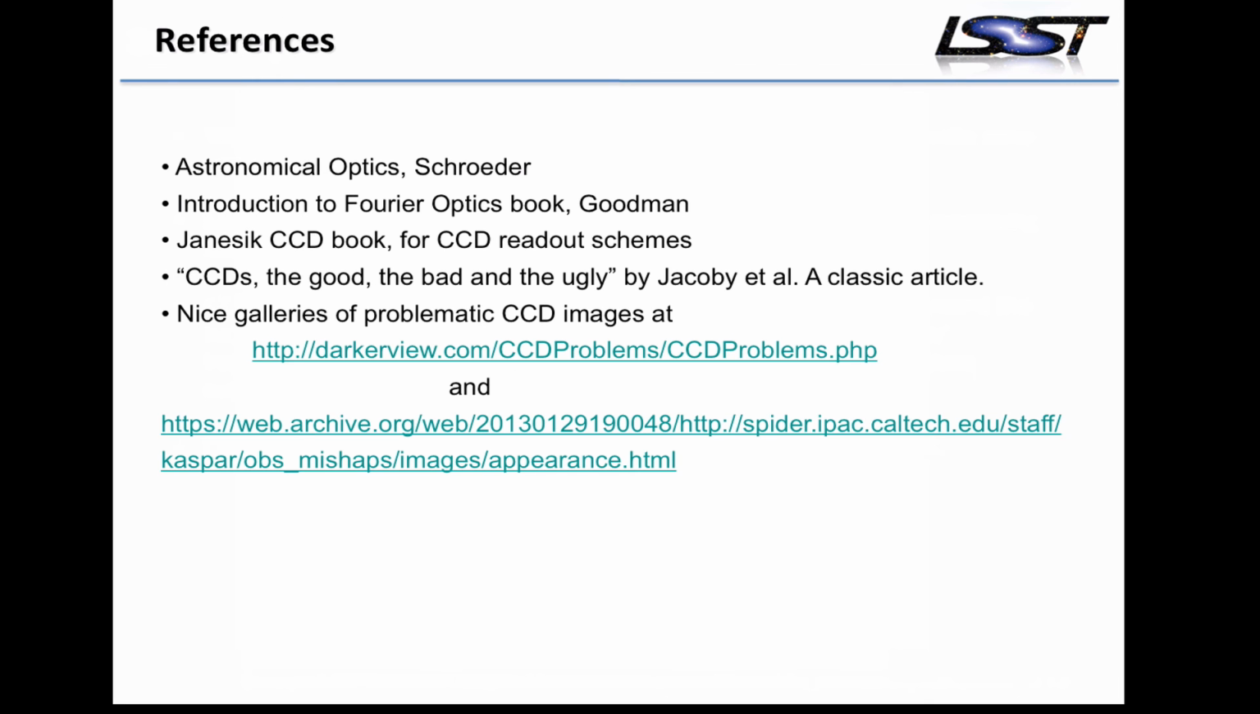References for further investigation on this topic include a nice book on astronomical optics by Schroeder. There's a nice introductory book to Fourier optics by Goodman. The Big Thick CCD Bible by Jim Janesick has a good description of different CCD electronics readout schemes. There's a nice classic article called CCDs, the Good, the Bad, and the Ugly by George Jacoby and colleagues. And there are some nice galleries online of problematic CCD images from which I have taken frames with attribution throughout this presentation.